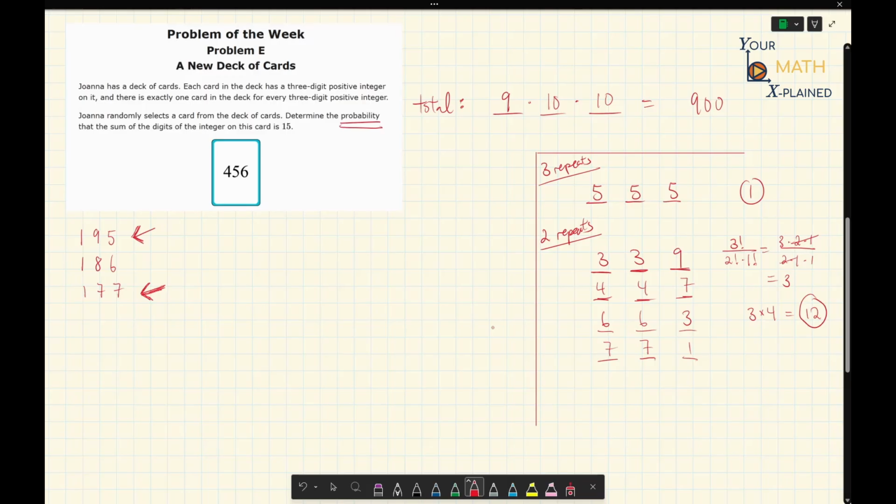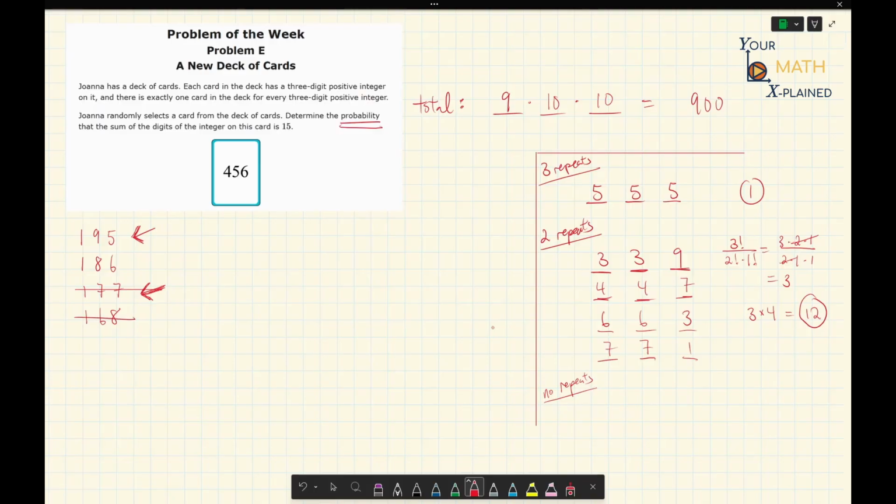The last category will be no repeats, or just 1 unique character each time. So I've already started counting on the left side, and I think the best way to do this is probably just to continue the count. I got to this 177, so that's already counted in my double, so I'm just going to eliminate that now. If I continue with this pattern, you see the next one is going to be 168. But 168 is just a different ordering of 186. So I actually don't need to go any further. I'm just going to start getting repeats.